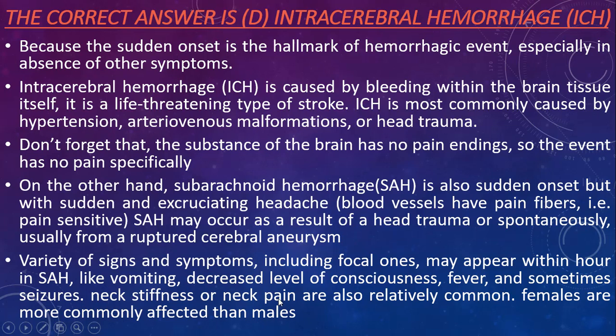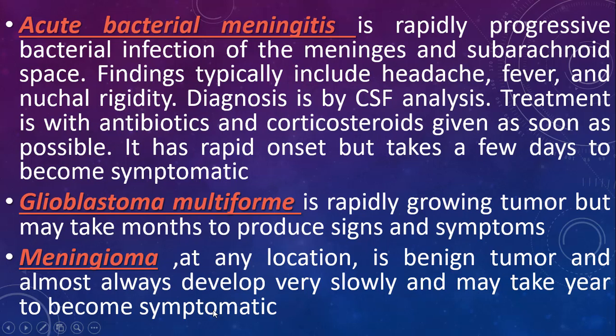Neck stiffness or neck pain are also relatively common. Females are more commonly affected than males. Acute bacterial meningitis is a rapidly progressive bacterial infection of the meninges and subarachnoid space. Findings typically include headache, fever, and neck rigidity. Diagnosis is by CSF analysis. Treatment is with antibiotics and corticosteroids, given as soon as possible.